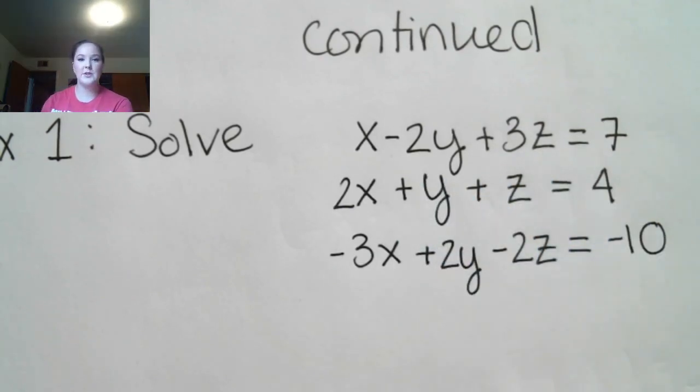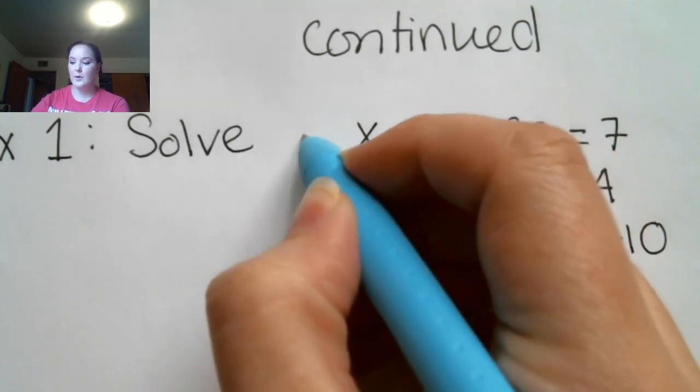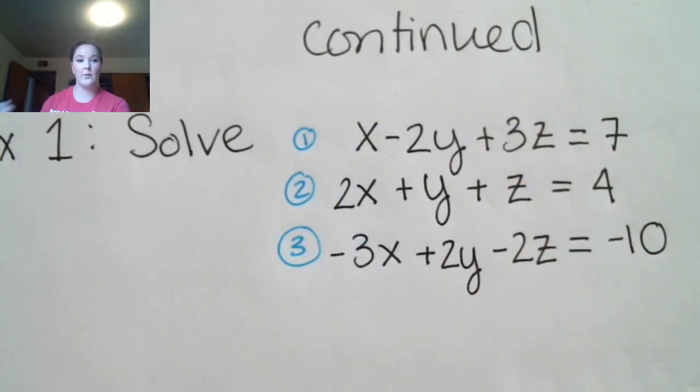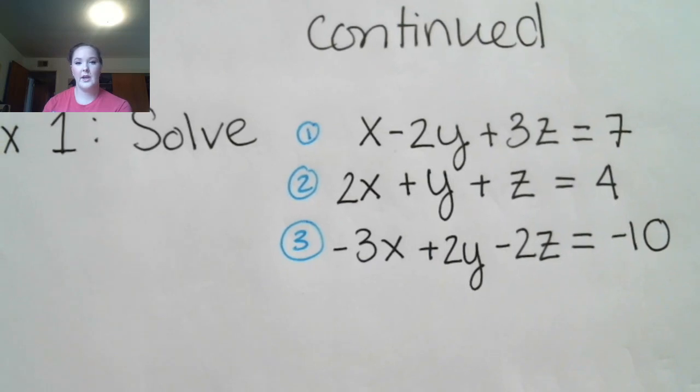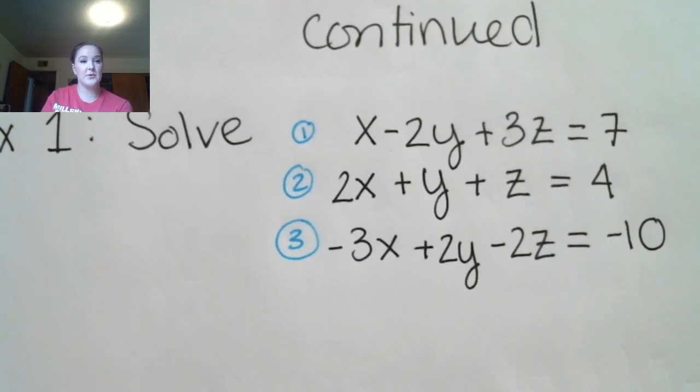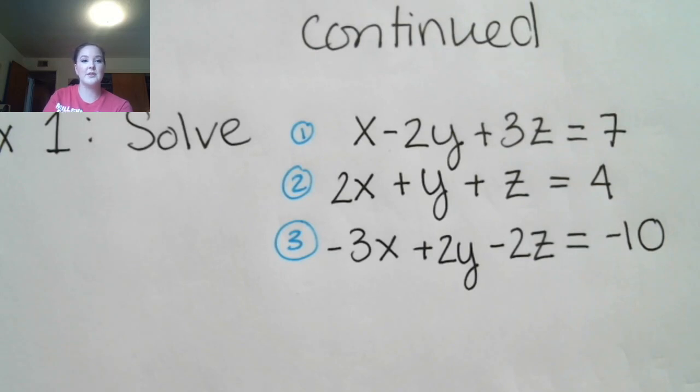Okay, and I'll just remind you of the process. So we're going to pick a pair of equations and eliminate one variable. Then we're going to pick a different pair of equations and eliminate the same variable. Okay, that will leave us with a system of two equations and two variables, which we'll solve, and then we'll use our answer to find the value for the last variable.